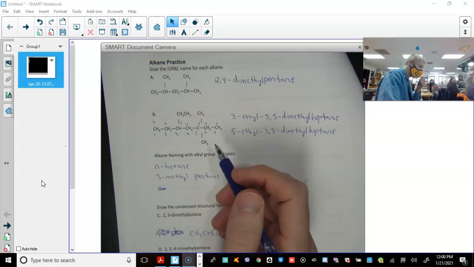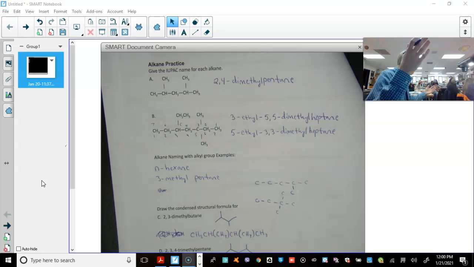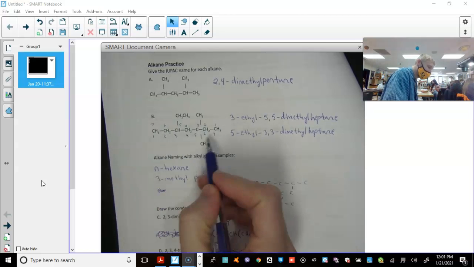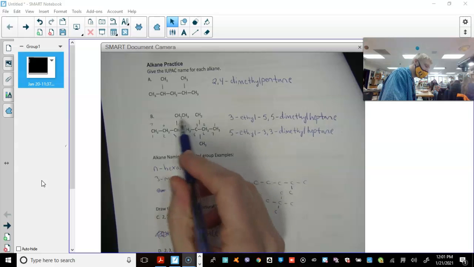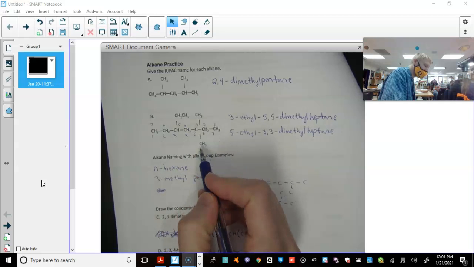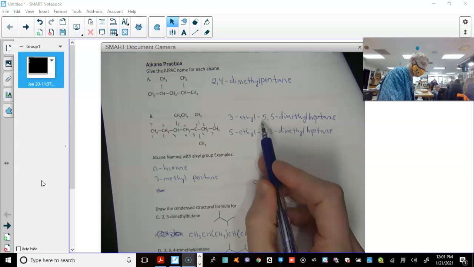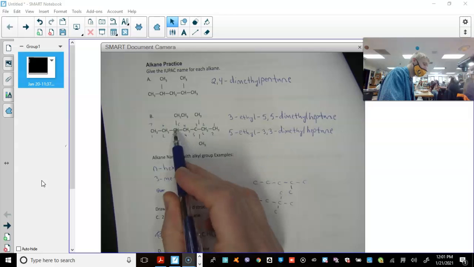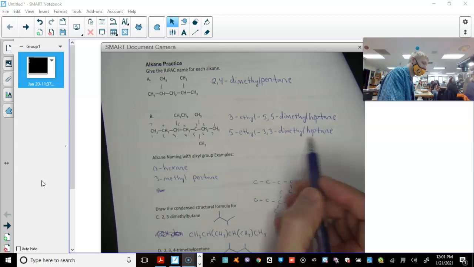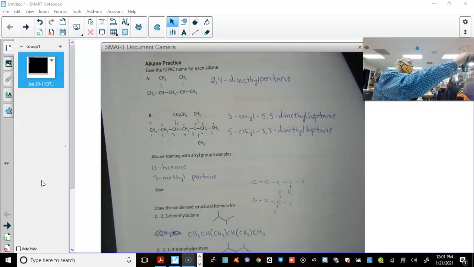Oh, so tricky. So then there's two possible names for it. If you Googled either one, they would both give you some images of the same line angle formula. So let's start with the bottom numbering first. We got 3 and 5. So it's going to be 3-ethyl, 5,5-dimethyl, and it's 1, 2, 3, 4, 5, 6, 7 heptane. So 3-ethyl-5,5-dimethylheptane. Or we can go 5-ethyl, 3,3-dimethylheptane. So that one's kind of a little challenging one.